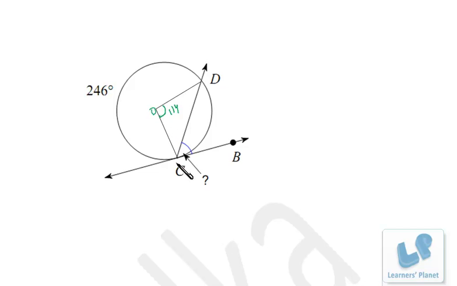Now 114 plus this must be 180. And OD is equal to OC. That means this angle must be equal to this angle, right? So out of 180, if we deduct 114, we'll get 66. So this must be 33 degrees. Now this is a tangent, so this angle must be 90 degrees. So if it is 33, the remaining is 57 degrees. Okay. I hope you are clear.